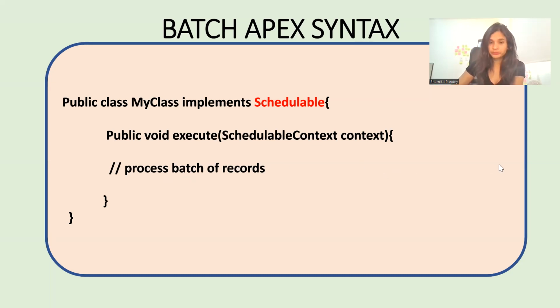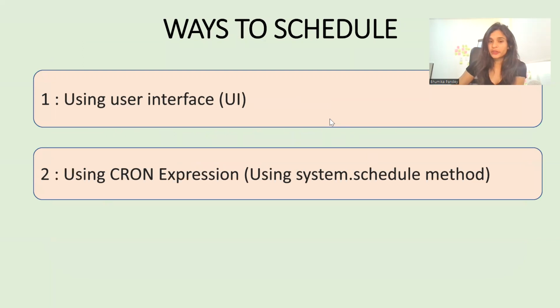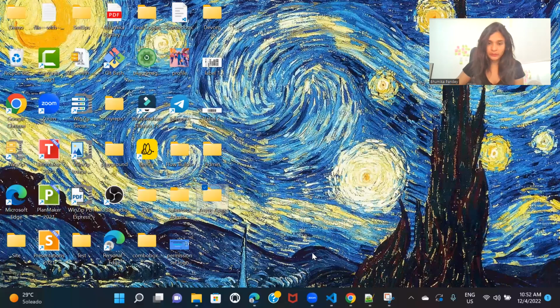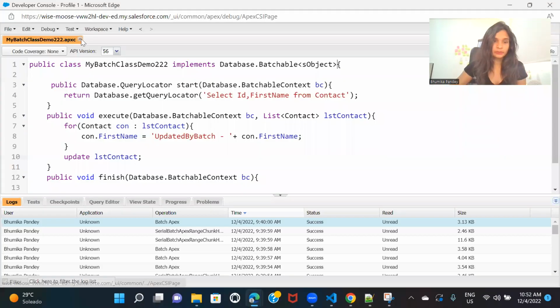There are two ways of scheduling these schedulable classes. Either you can use the user interface, or there's something called a cron expression. I'm going to tell you about the cron expression later. Let's first go ahead and create a schedulable class and see the three different methods we just talked about, and we'll use just the user interface to schedule those classes. Let me go to the Developer Console. I'm going to create a schedulable class.